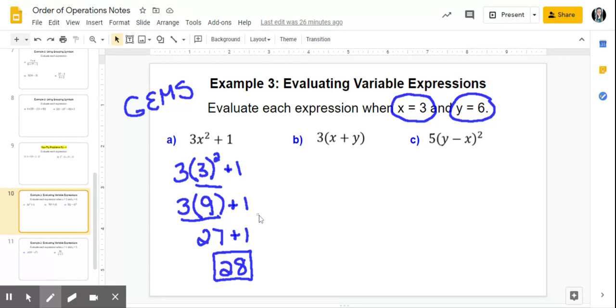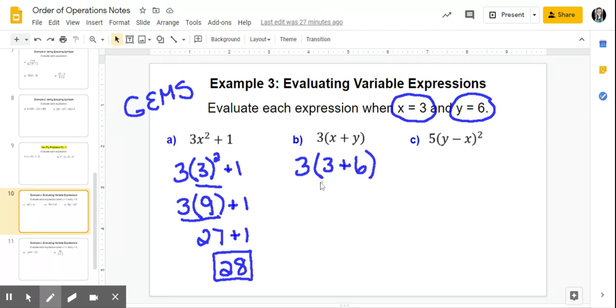Let's do another one. Problem B. So before I can solve, I need to rewrite the problem and plug in some numbers. So I'm going to take out the x and plug in 3, plus I'm going to take out the y and plug in 6.